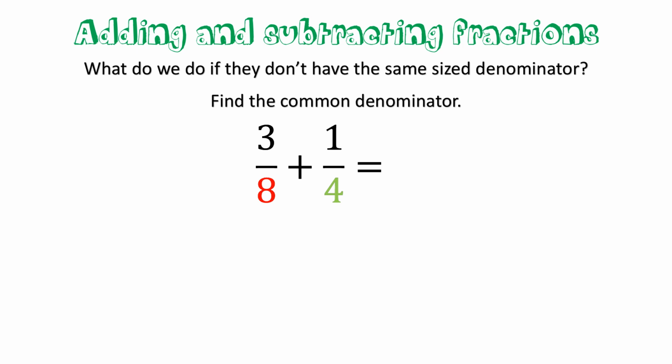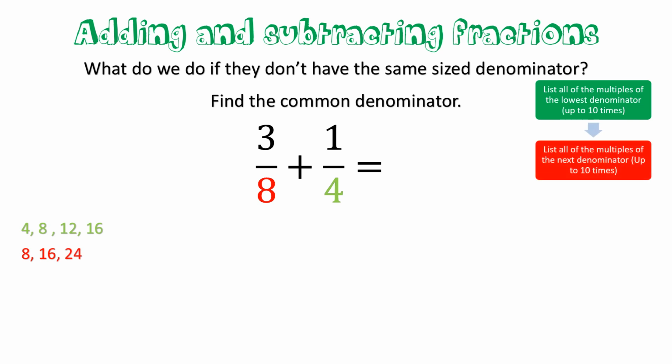First, we're going to list all the multiples of 4, because that's our lowest fraction, our lowest value. We're going to list them 4, 8, 12, 16, and you would carry on all the way up till 10 times 4. Then we look at the next denominator and we'll list all the multiples of 8. So we do 8, 16, 24, 32, 40, all the way up to 10 times 8, which is 80.